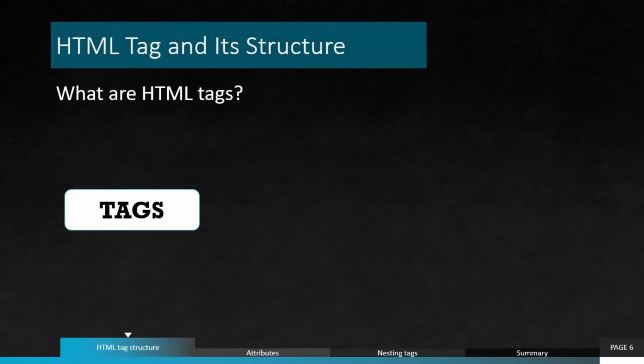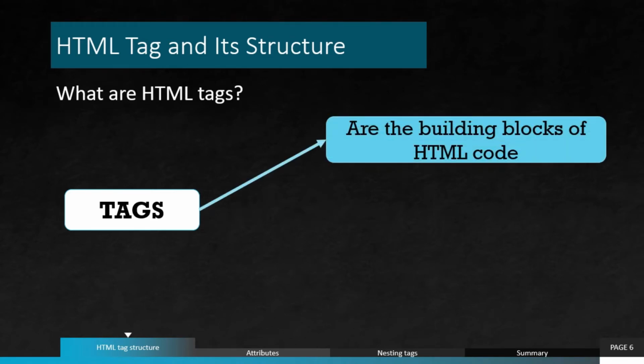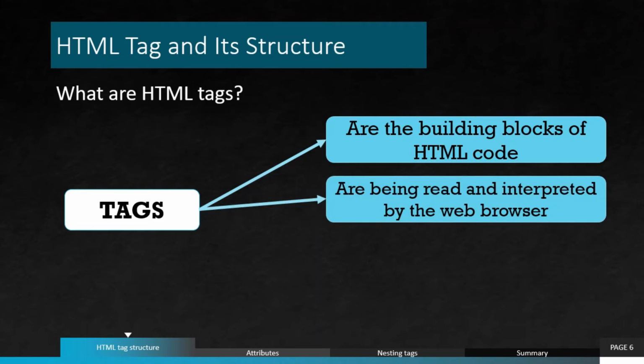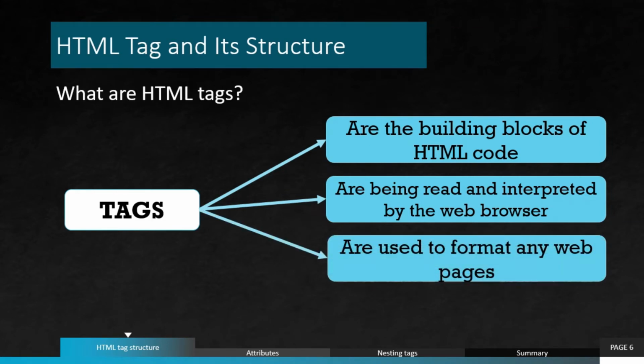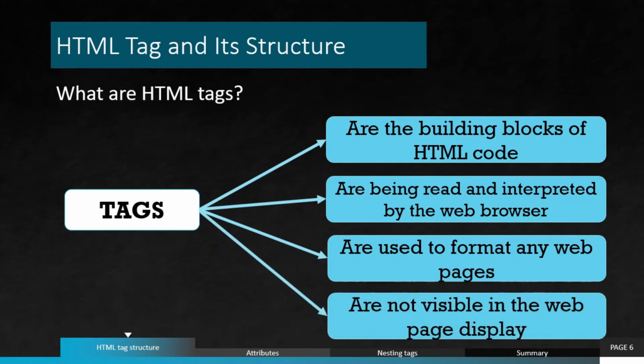So, let's explain first what is an HTML tag. Ano ba yung tinatawag nating HTML tags? Okay? They are considered as the building block of HTML code. Doon nagsisimula ang lahat. Yung mga tags na ginagamit natin, they are being read and interpreted by the web browser. Si web browser ang magdi-display, babasahin niya kung anong kinomand natin using the tags or kung paano niyang i-display using the tag. They're also used to format any web pages. So the tags are used for us to format a plain text form of content. The tags that we include in our code are not visible in the web page display.